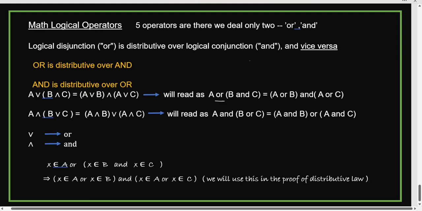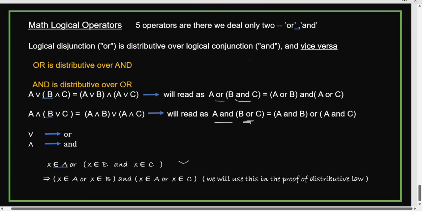Or is distributing over and here, inside the brackets. Similarly, A and (B or C) equals (A and B) or (A and C). That means this and is distributing over or. This is in relevance to our sets. We'll write it as x belongs to A or (x belongs to B and x belongs to C).